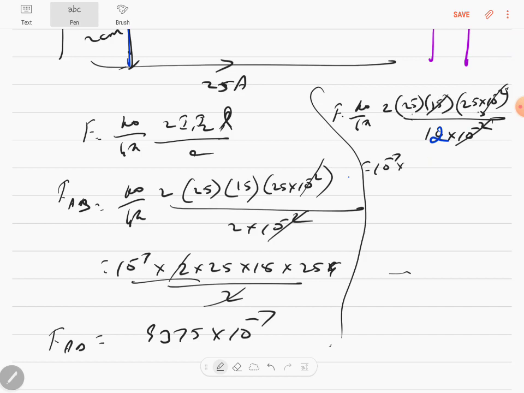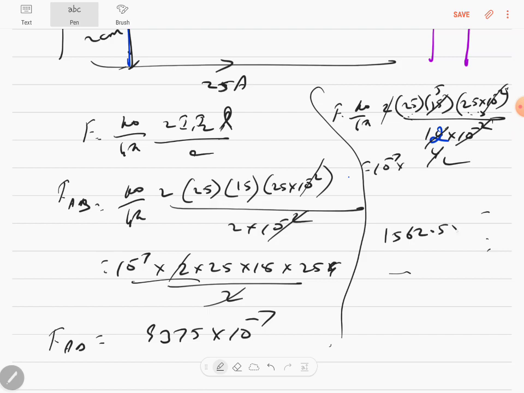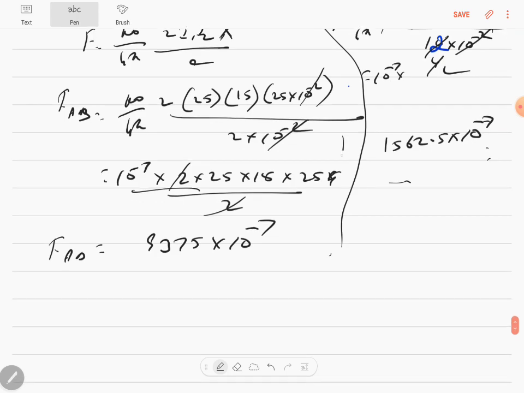We can cancel this with 5 threes. 5 by 4. Correct? 25, 25. This and this get cancelled. 25, 25 is 625. 625 into 5 is 3125, divided by 2 will be 1562.5. So therefore you get this force to be 1562.5 into 10 to the power minus 7. Correct? So this is the force on CD.